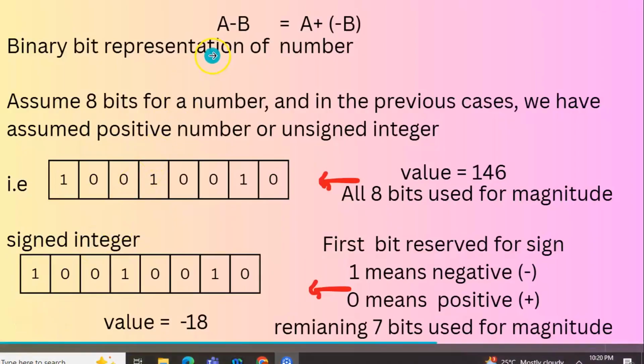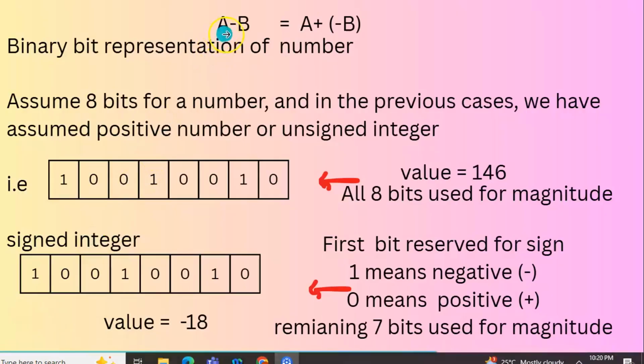Listen carefully. We write A minus B as A plus minus B. Then we find the 1's complement of this B and follow the procedure for 1's complement subtraction. That is what we have done in the previous cases.